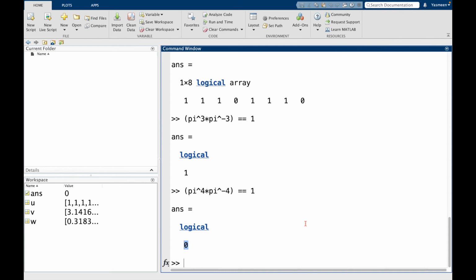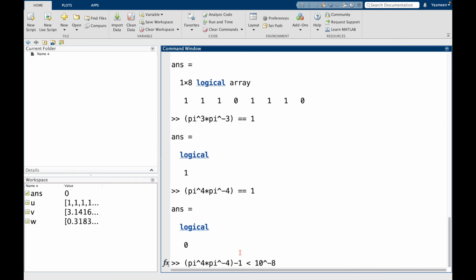The way we get around this is we come up with a tolerance. We say, okay, maybe it's not exactly equal to 1 in MATLAB, but maybe the difference between them is very close to 0. So I could ask, is the difference between pi to the 4 times pi to the negative 4 minus 1 smaller than 10 to the negative 8, let's say. So for instance, I take pi to the 4 times pi to the negative 4, subtract off 1, and ask, is this less than 10 to the negative 8? So I'm asking, is this distance small?